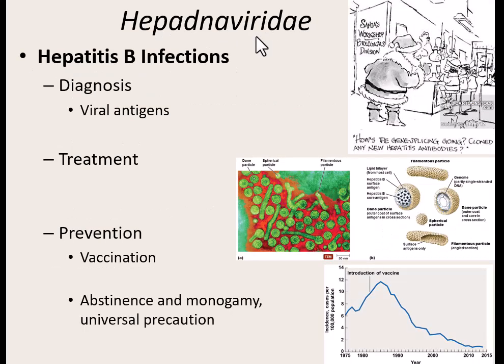Diagnosing it, what they're going to look for are the viral antigens. So the little fragments of the viruses, as the cell is making all the parts, they call them little Dane particles. And these little particles get all assembled to make the full virus. So they're going to look for just little viral particles.